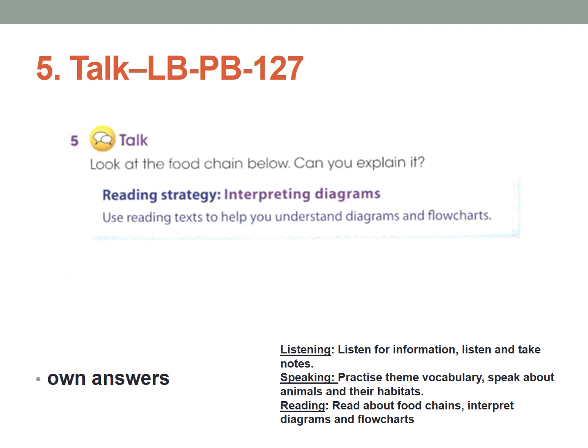So now activity 5, talk, page number 127. Look at the food chain below. Can you explain it? What do you mean by food chain? I think you have learned it in science. Food chain means what they eat, how the animals are dependent on each other. Like some birds eat grass, birds are eaten by snakes, snakes are eaten by an eagle or a falcon, and so on. That is called a food chain. You have a picture in the next slide, so I'm going to show you in activity 6 now.